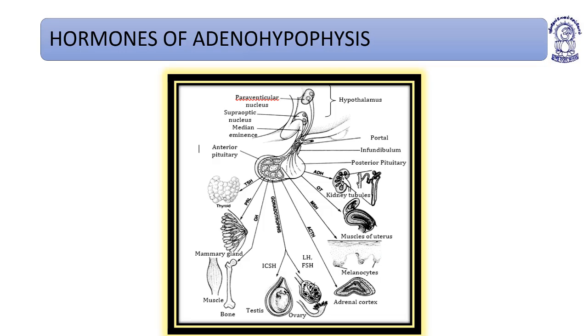Hormones of the adenohypophysis. Basically we have the paraventricular nucleus and supraoptic nucleus for the neurohypophysis. The anterior pituitary secretes thyroid stimulating hormone, prolactin, growth hormone, gonadotropins, adrenocorticotropic hormone, and melanocyte stimulating hormone. Then antidiuretic hormone is secreted by the posterior lobe of the pituitary, and the oxytocin. There is an infundibulum which connects the hypothalamus to the pituitary, which is supplied by the portal system.